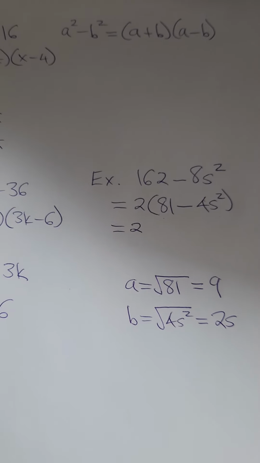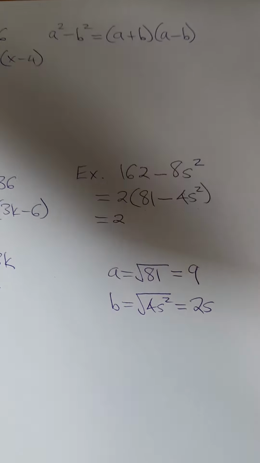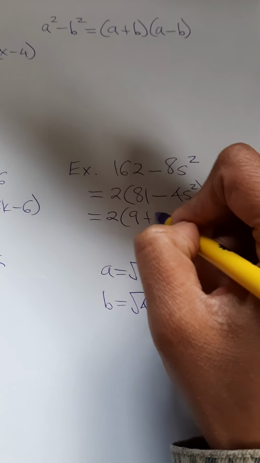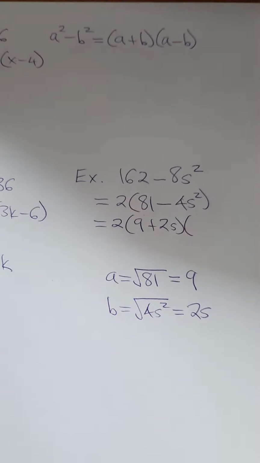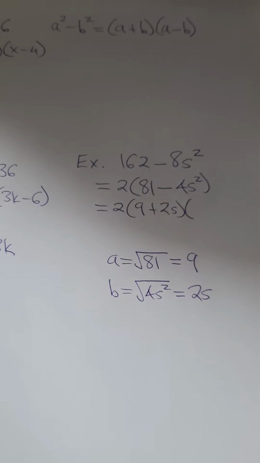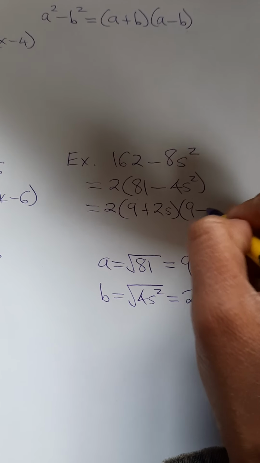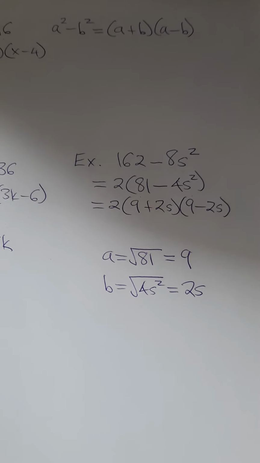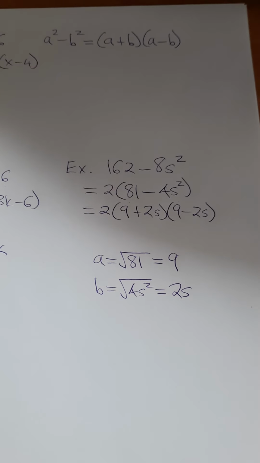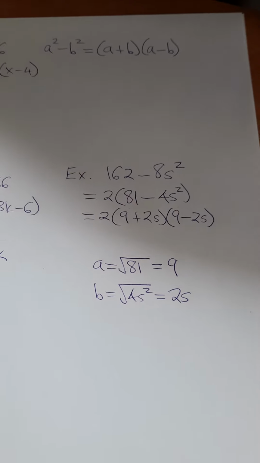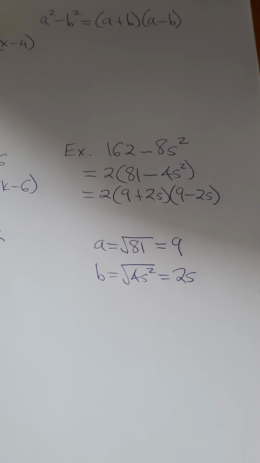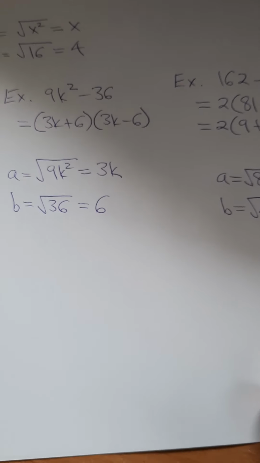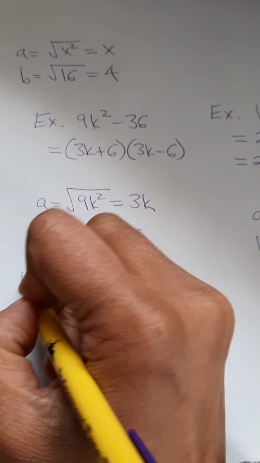And one more time, if we look up here, I have my two factors. The first factor is a plus b, so we're going to do 9 plus 2s. The second factor is a minus b, so we're doing 9 minus 2s. This would basically be our final answer in this case. We just took out our common factor, and then we did the difference of squares. Let's try one last example here. Let's do it on this side.